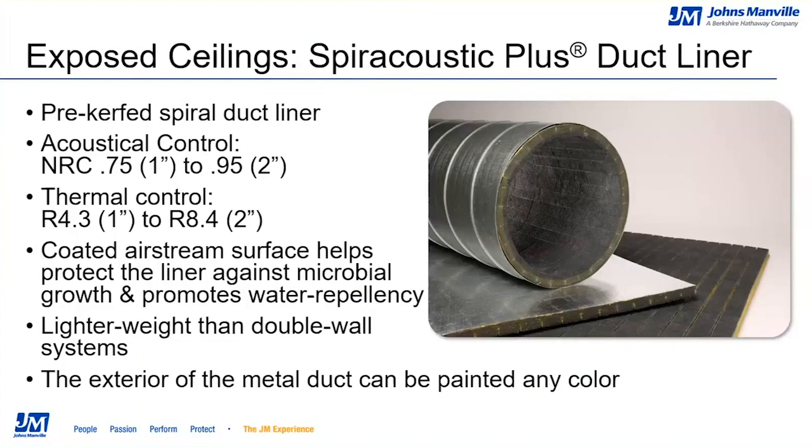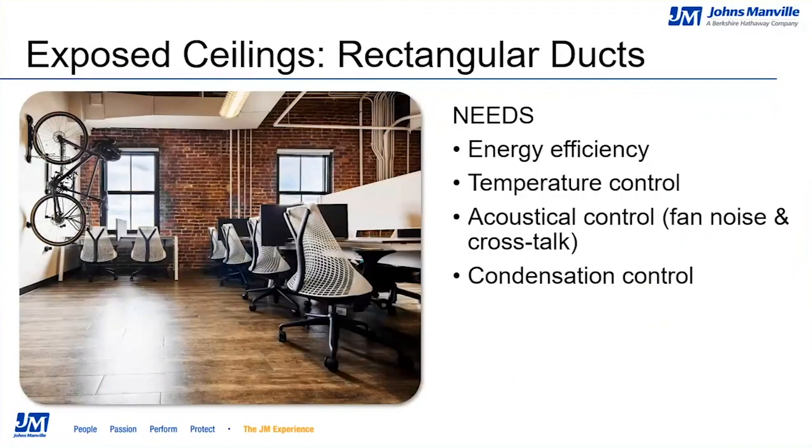For aesthetic purposes, one of the primary benefits of lined spiral duct is that designers get to keep the appearance of the exterior of the metal duct and, as I said previously, paint it should they choose to do so, while also providing the space with improved thermal efficiency in the ducts and less acoustical noise from the system itself. Just like spiral ducts, rectangular ductwork carries the same design objectives: energy efficiency, temperature control, acoustical control, and condensation control.